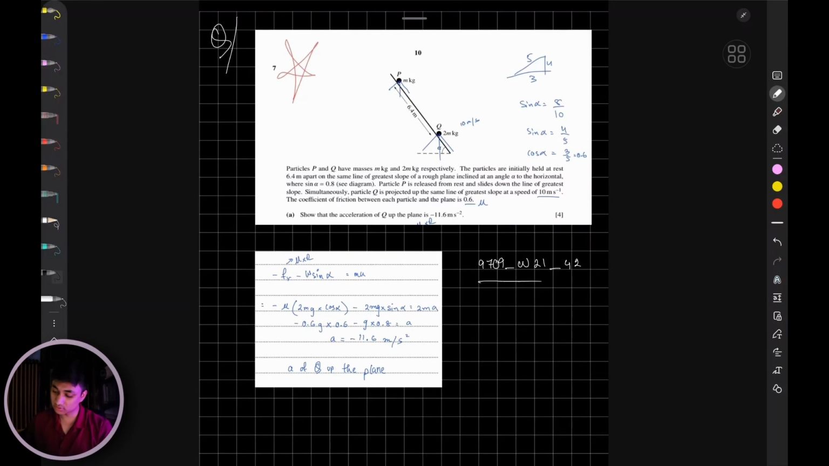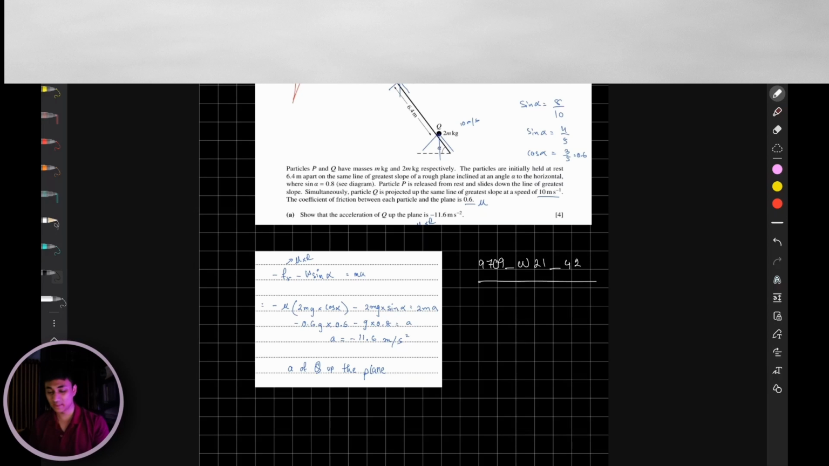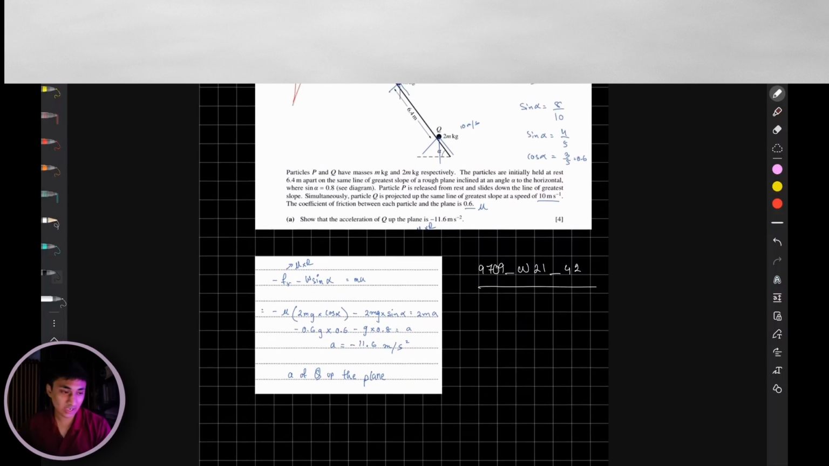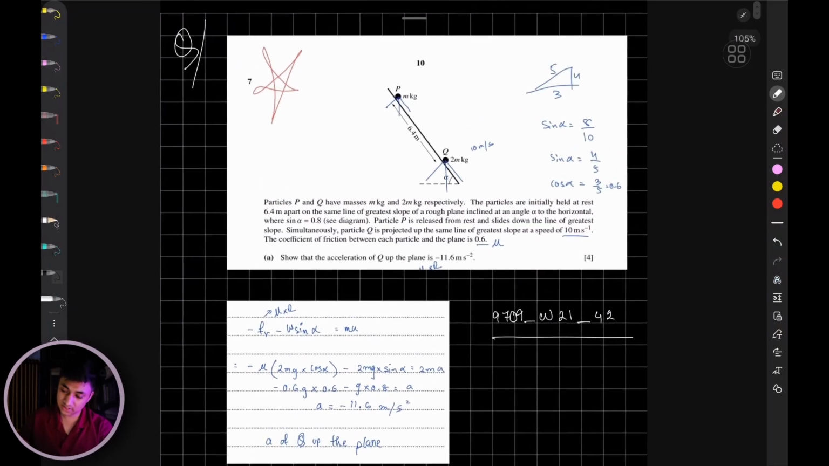This is paper code 9709, winter 21, paper 42. I believe this year there were no real-life exams taken due to COVID, so I guess that's why they made this atrocity of a question. But we're going to solve this question step by step. I've already done it, so I'm going to try and explain it here. Let's read the question first.